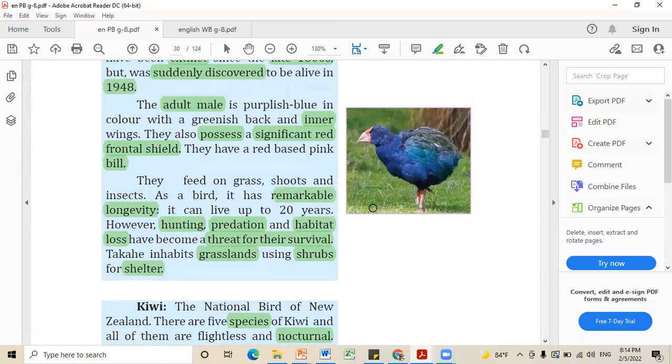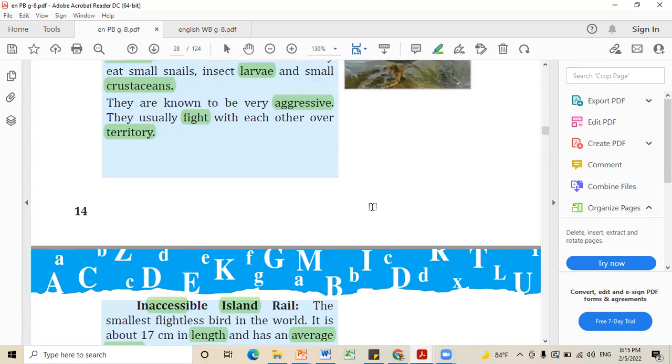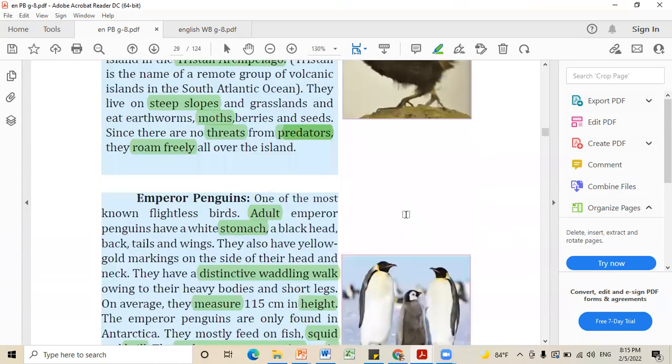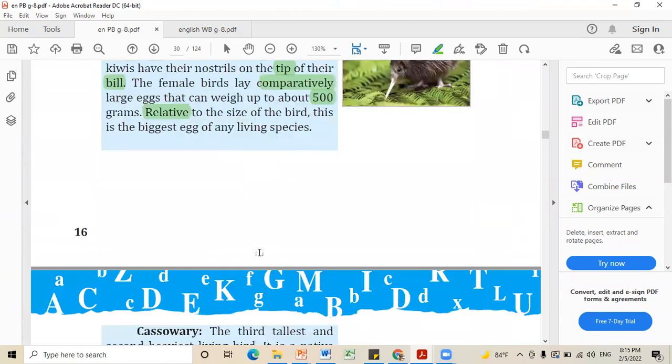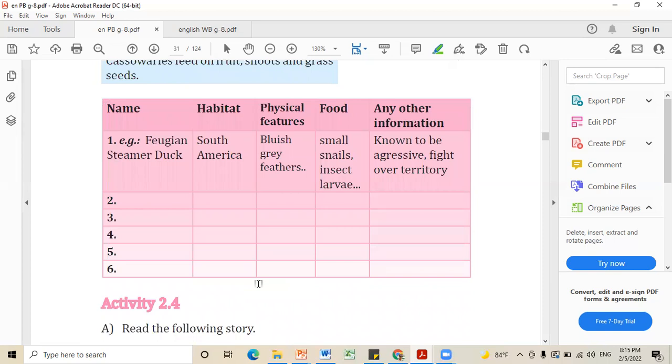Right? So here we have already completed reading about all the 6 birds, right? So after reading, what do we have to do? Let's see. Here it says read the descriptions, which we already did, and complete the grid. So what do we mean by the grid? අපිට දීලා තියෙනවා වගුවක්. ඒ වගුව සම්පූර්ණ කරන්න කියලා තමයි කියන්නේ. We have already completed 4 earlier, but now we have 2 here. So altogether we will have to complete 6, right?